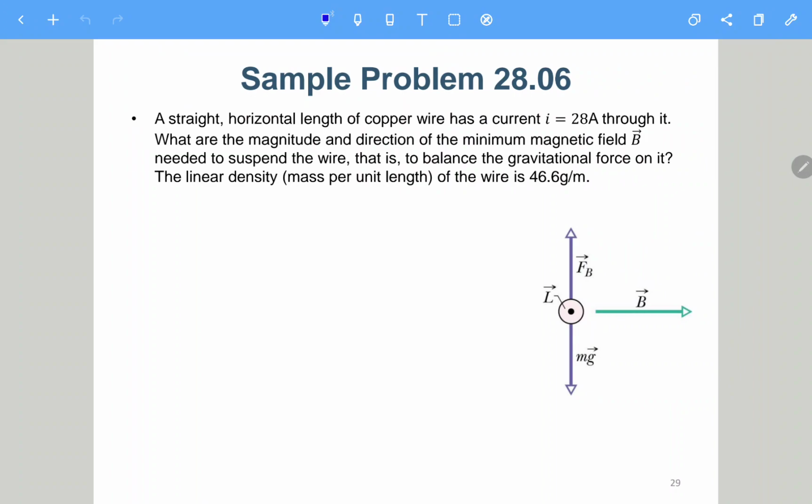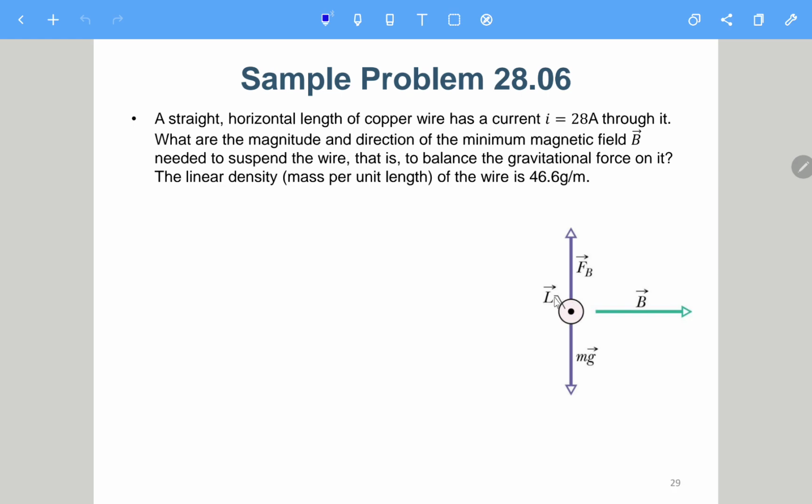So here we have a sample problem. It says a straight horizontal length of copper wire has a current I through it. What are the magnitude and direction of the minimum magnetic field B needed to suspend the wire? That is to balance the gravitational force on it. The linear density of the wire is this number. Okay. So here we have a wire.